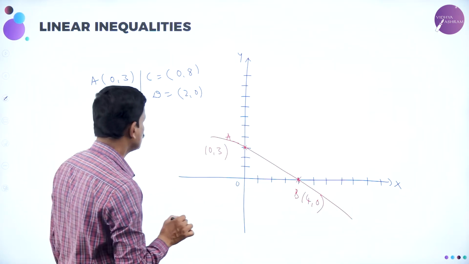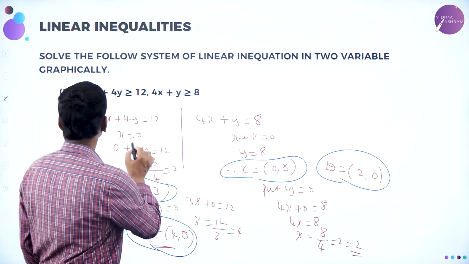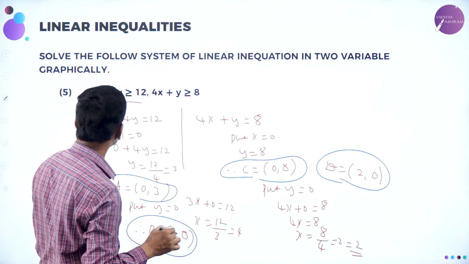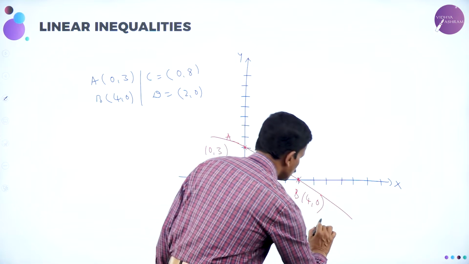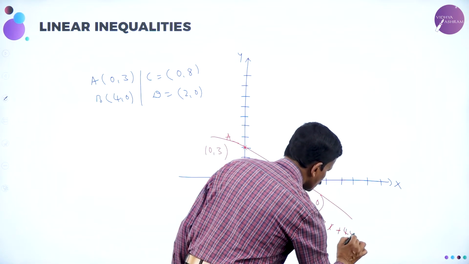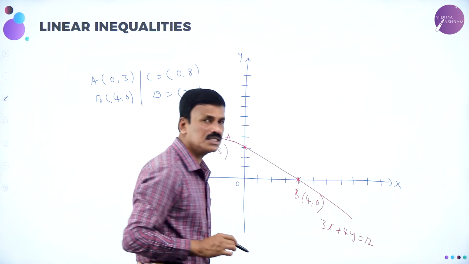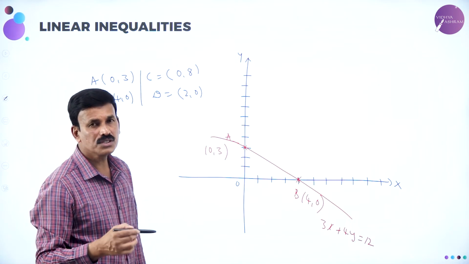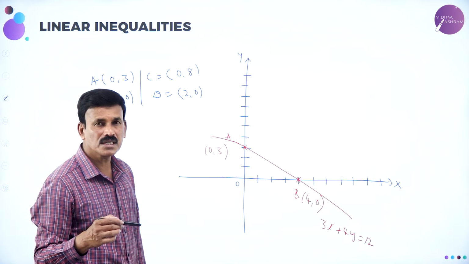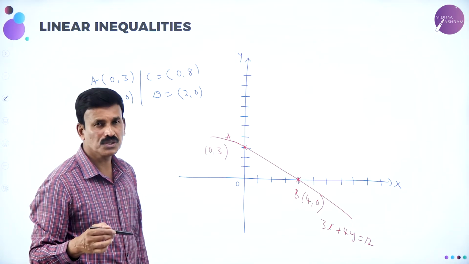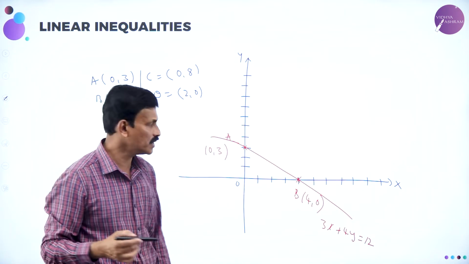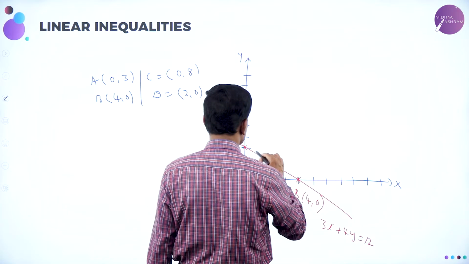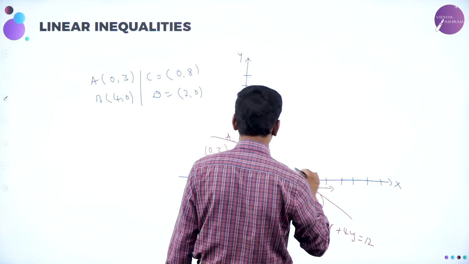So, what is the curve actually? This is 3x plus 4y is greater than or equal to 12. So, 3x plus 4y is equal to 12. Since greater than or equal to 12, if you put x is equal to 0, y is equal to 0, 0 plus 0 is 0, which is not greater than or equal to 12. 0 is greater than or equal to 12 is not true. So, therefore, the feasible region is away from the origin, that is in this direction.